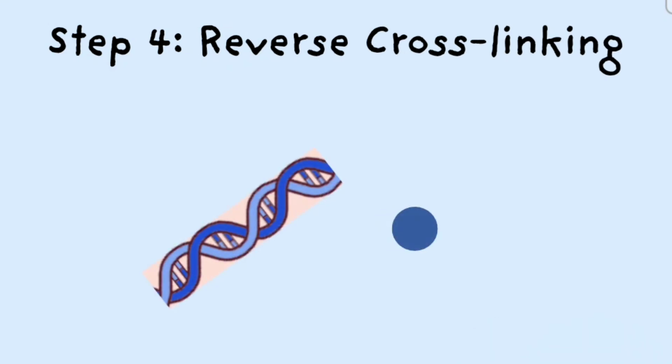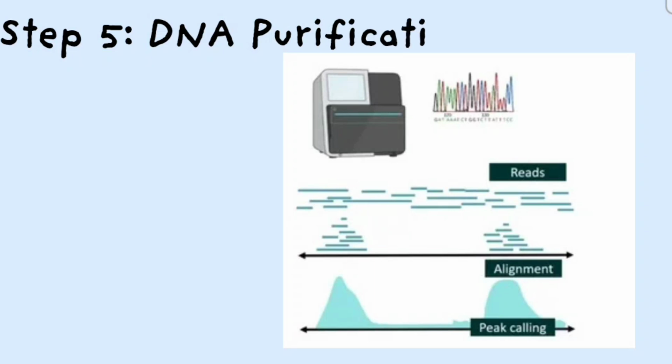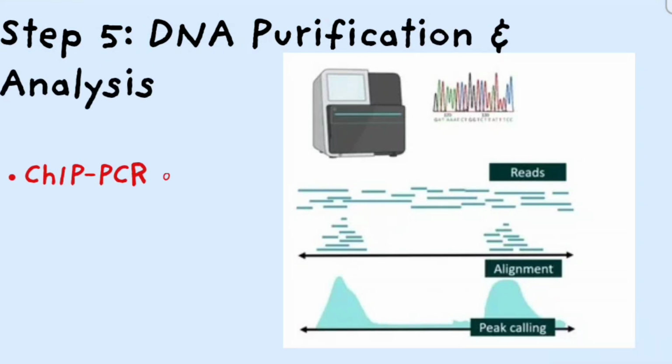The next step is reverse cross-linking. Cross-links are reversed by high heat and high salt. Proteinase K is also added to digest the associated chromatin proteins and added antibodies, allowing for more efficient downstream DNA purification. Next step is DNA purification and analysis.